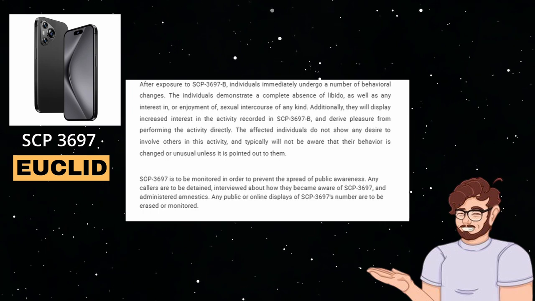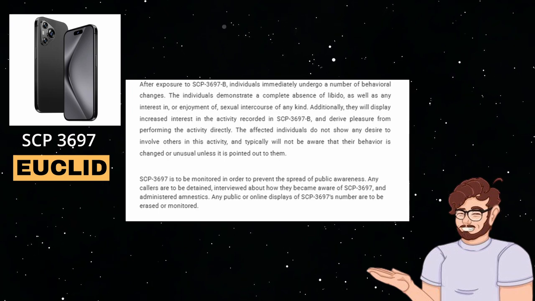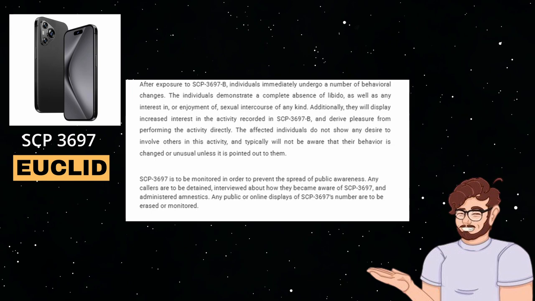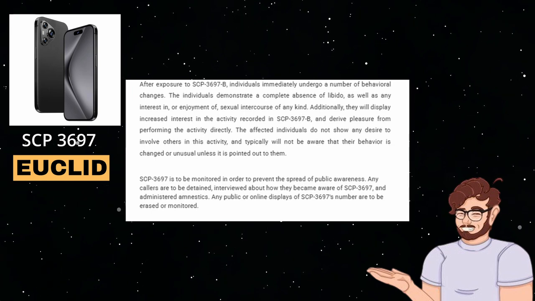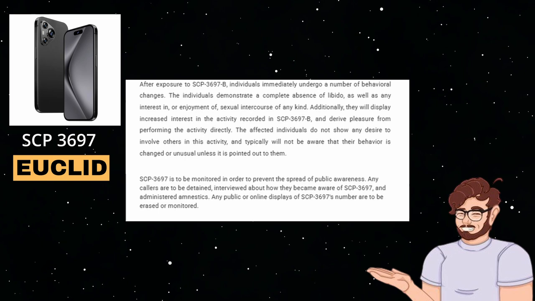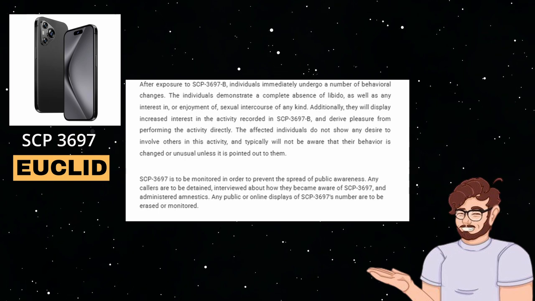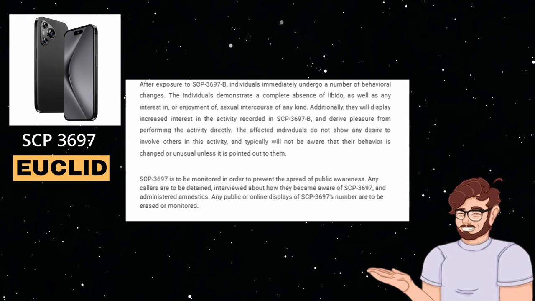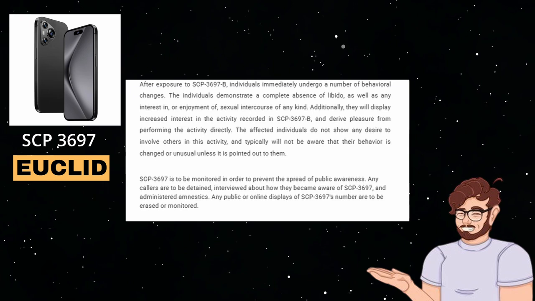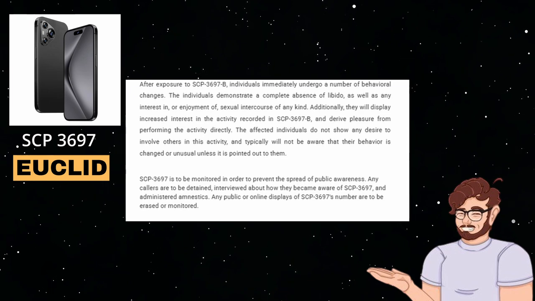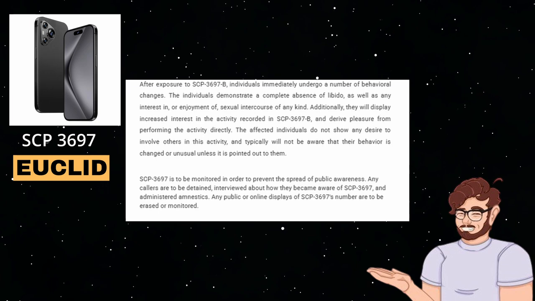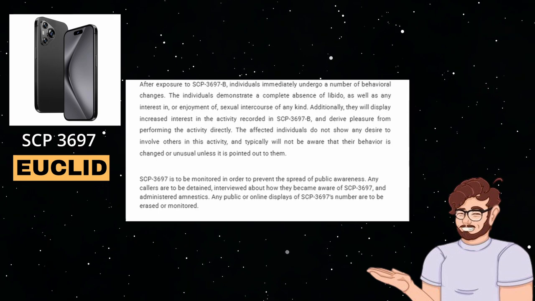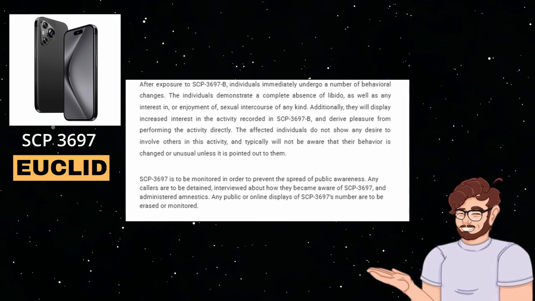The affected individuals do not show any desire to involve others in this activity, and typically will not be aware that their behavior is changed or unusual unless it is pointed out to them. 3697 is to be monitored in order to prevent the spread of public awareness. Any callers are to be detained, interviewed about how they became aware of 3697, and administered amnestics. Any public or online displays of 3697's number are to be erased or monitored.